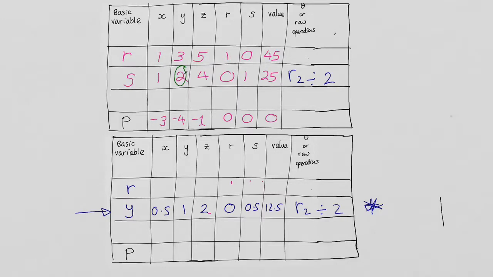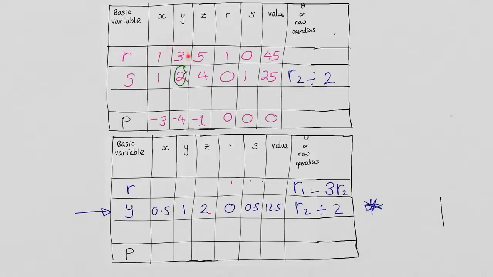I'm going to put R in there because that one hasn't changed. So I've got 1 here, 3, 5, 1, 0, 45. This is the one I want to change to 0. Remember, so I'm going to take this element. To make it go to 0, I'm going to have to take away 3 lots of that one. So I'm going to have row 1 and I'm going to take away 3 lots of my new row 2.